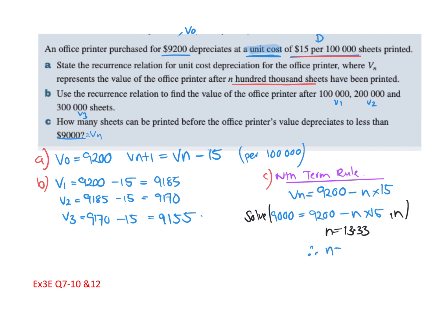Yeah, n equals 14, but they're asking me how many sheets can be printed. So n was 14 per 100,000. So you're going to times 14 by 100,000, which is actually going to be 1,400,000 sheets. With a photocopier, that would probably make sense.